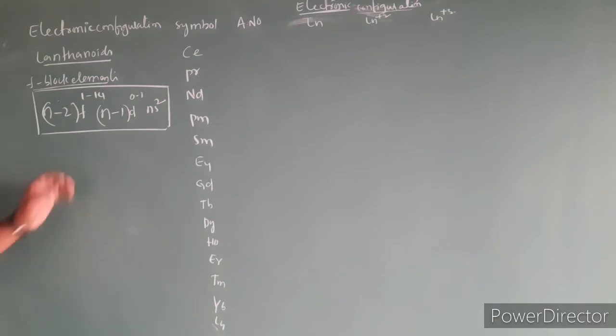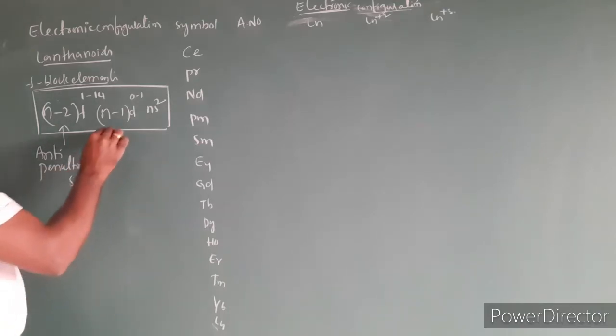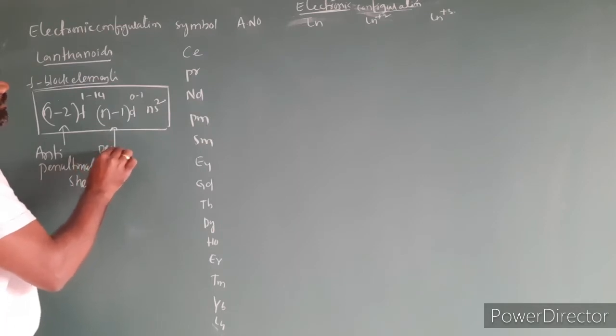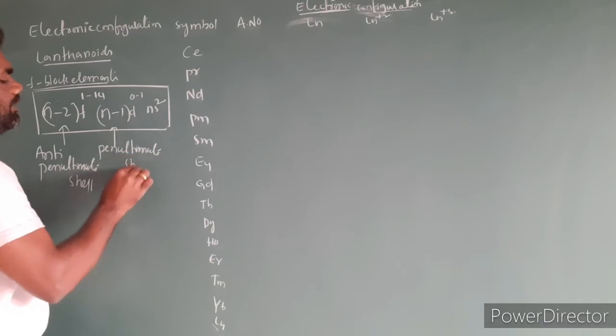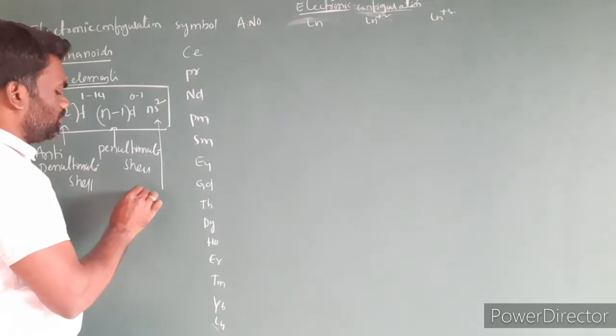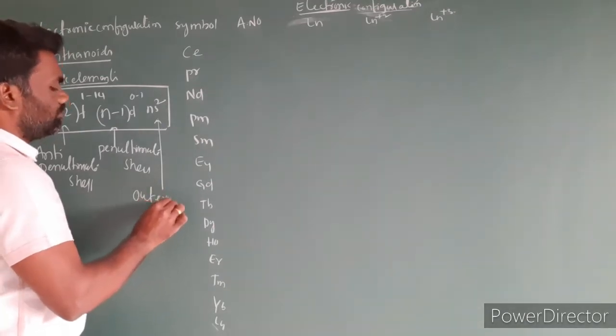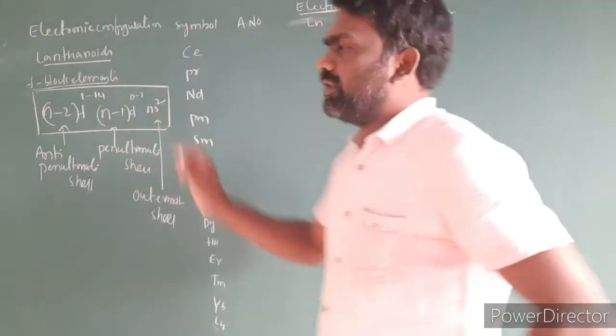The general electron configuration of f block elements: here (n-2) f stands for the anti-penultimate shell, and (n-1) d stands for the penultimate shell. Here ns stands for the outermost shell. We already know these terms very well.